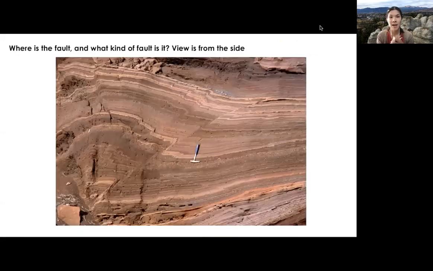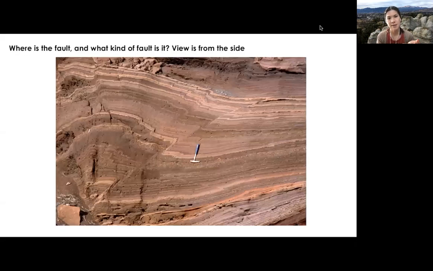Okay, and now we're zooming in even further in scale. So here we have a rock hammer for scale. A rock hammer is the size of a normal hammer. It just has one pointy end and one blunt end. So from this, can we answer the same question? Where is the fault and what kind of fault is it? And here we'll just note the view is from this side.